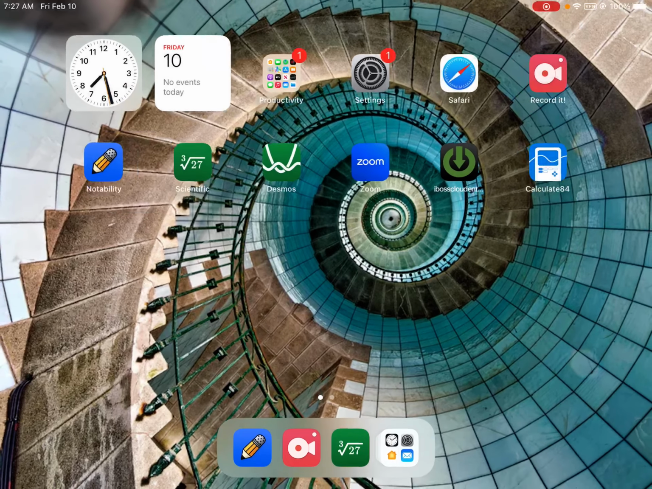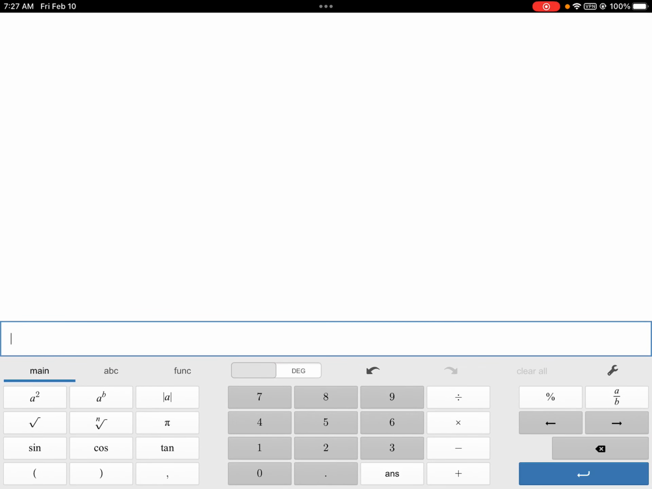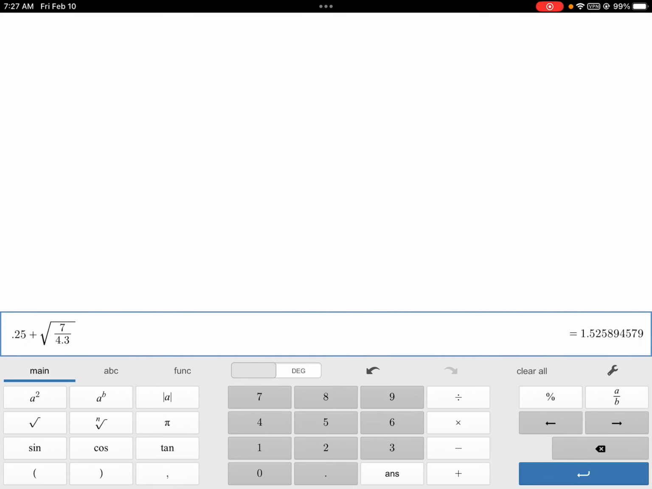Time to find out what that thing is supposed to be, so I'd turn to my trusty handy-dandy calculator. I'd say 0.25, plus and minus. We'll start with a plus. The square root of 7 over 4.3. And when we do, we get 1.52589, and so on and so forth.